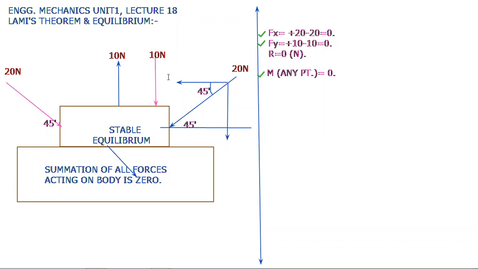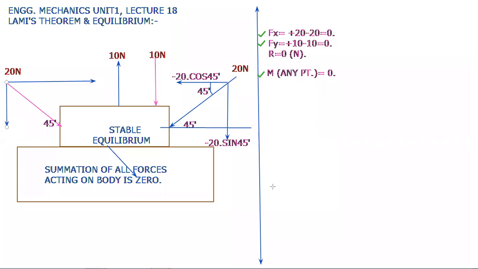Okay, you can split it as minus 20 cos of 45 degree and minus 20 sine of 45 degree. So you have split this 20 Newton force into one horizontal component and one vertical component. You have to split this other 20 Newton force also into a horizontal component and a vertical component. So this one will be horizontal and this one will be vertical.